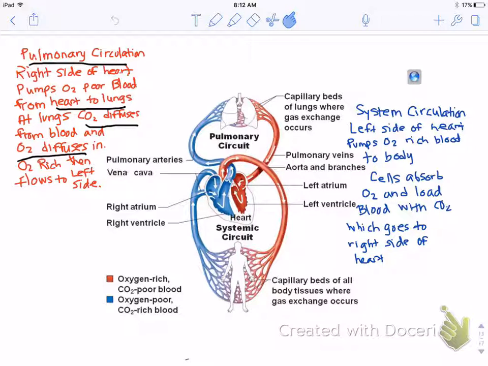the lungs. The systemic circulation is the left side of the heart, and this is going to pump oxygen-rich blood to the body. The cells are going to absorb oxygen and then put carbon dioxide into the blood, which is going to return to the right side of the heart and then to the lungs, where it will get filled with oxygen again. So know the difference between pulmonary circulation, which is your blood that contains mostly carbon dioxide, versus systemic circulation, which carries oxygen-rich blood.